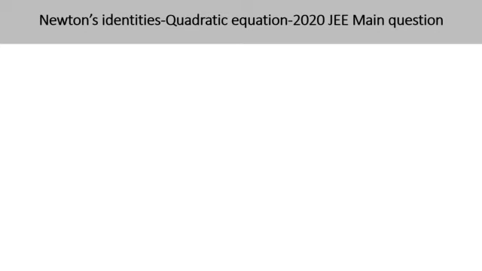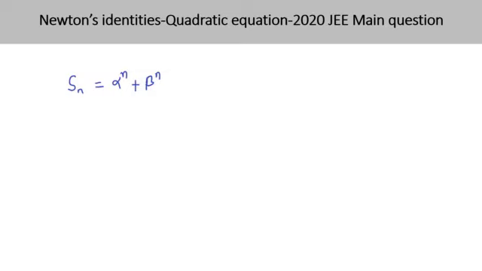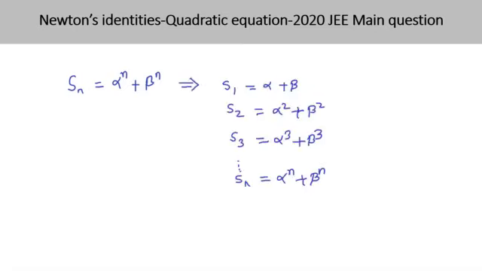So let's have a look at the quadratic equation ax square plus bx plus c is equal to 0. Alpha and beta are two roots. We know that alpha plus beta is equal to minus b by a, and alpha into beta is equal to c by a. This is the elementary form of the quadratic equation, right? So let Sn denote the sum of alpha to the power n plus beta to the power n. That means S1 is equal to alpha plus beta, S2 is equal to alpha square plus beta square, and so on.